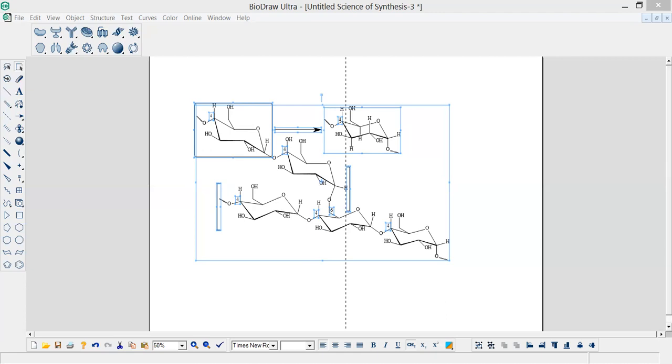This is all about the BioDraw software. You can draw many biochemical intermediates, the biosynthesis of lysine and other biochemical pathways. We can draw biological systems by using BioDraw software. This is all about how to use ChemDraw and BioDraw software.